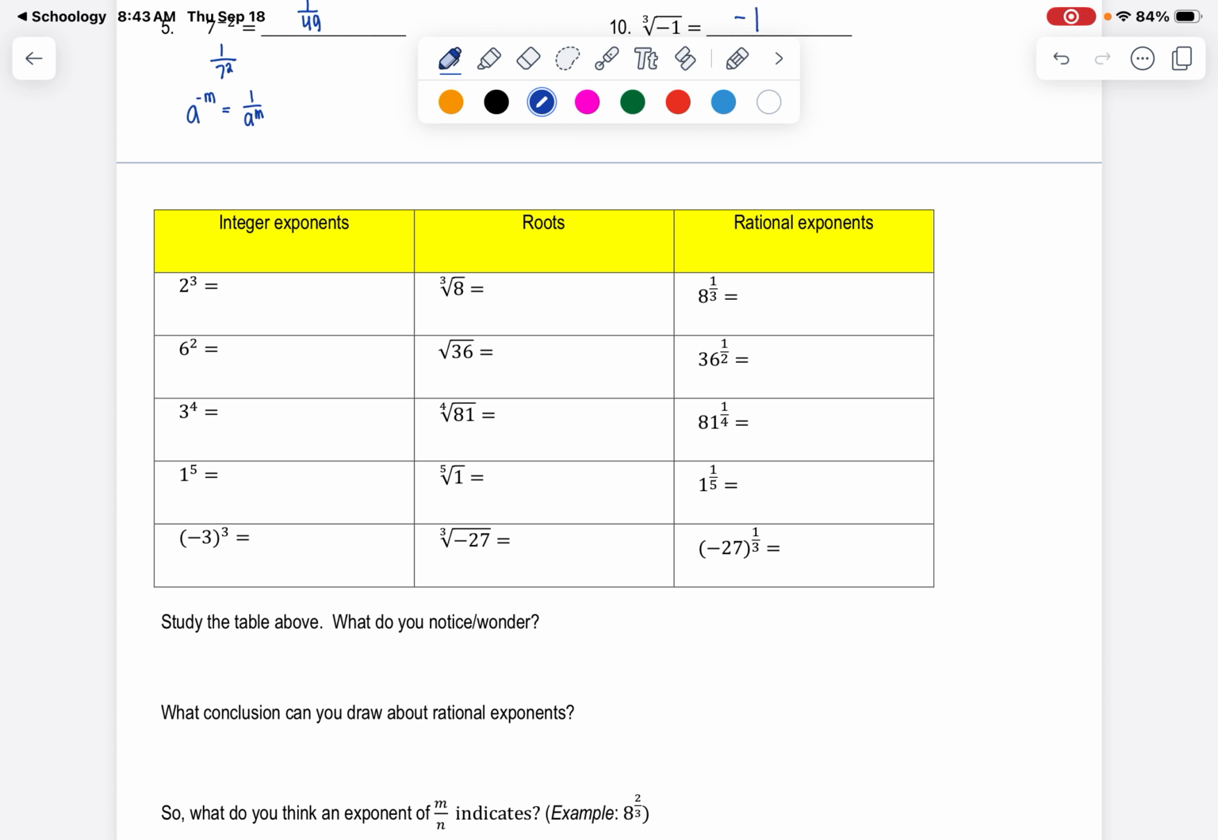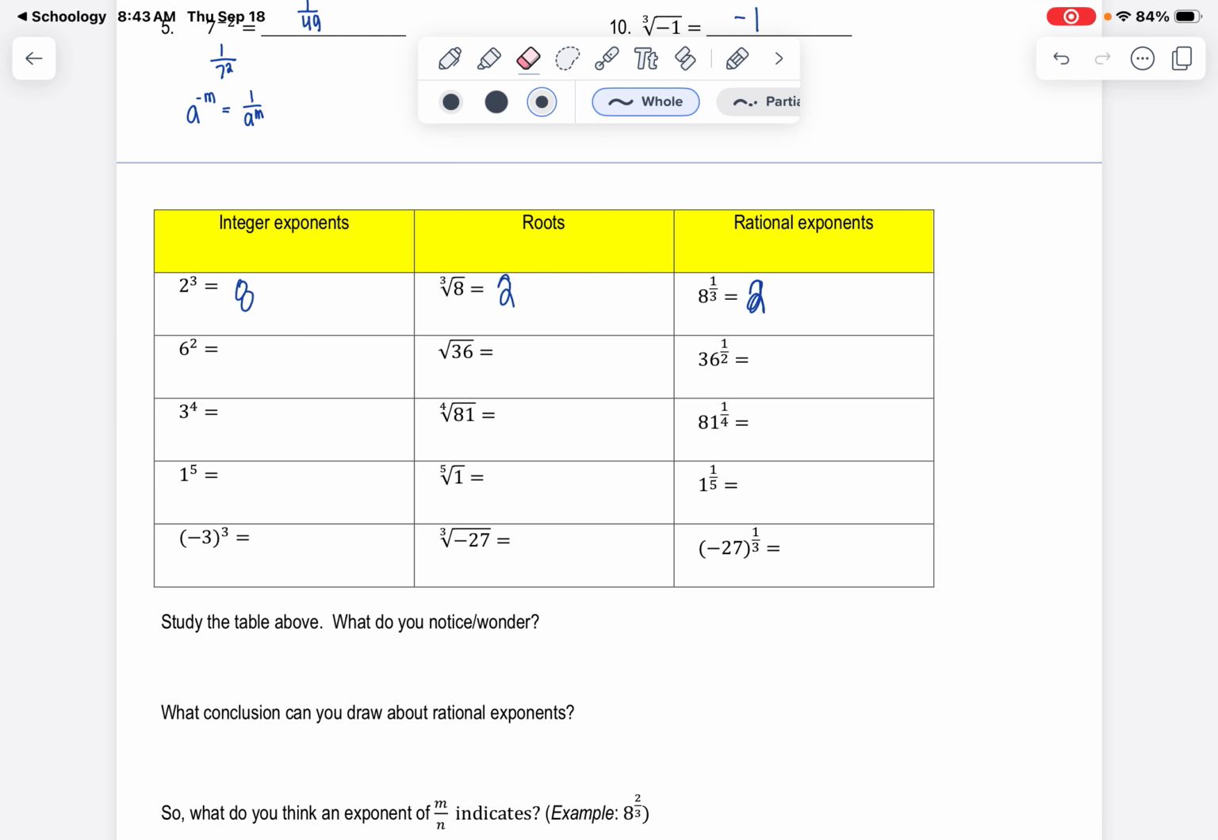All right, so here I want you to see, what do you notice about this table? So we have integer exponents, 2 to the 3rd power is 8. Then we have the cube root of 8 is 2. And then 8 to the 1/3 power is 2. Now, if you needed to use a calculator to get these ones on the right because you just didn't know what they are, that's absolutely fine.